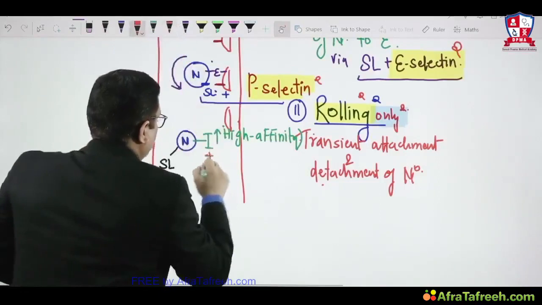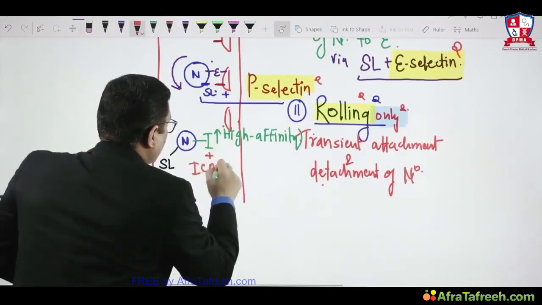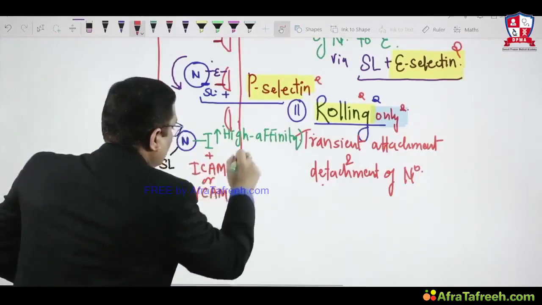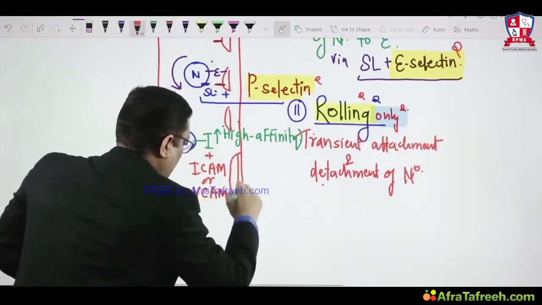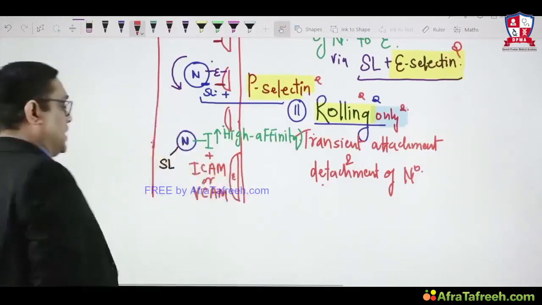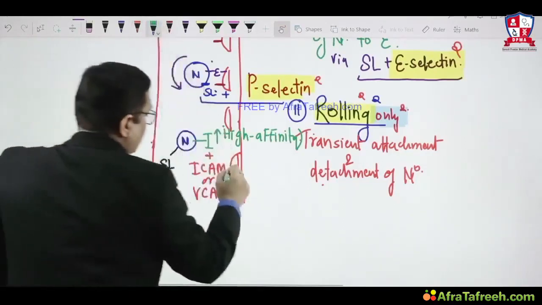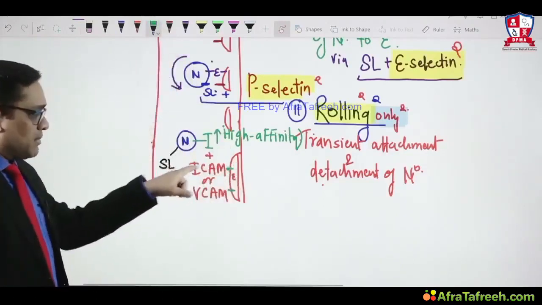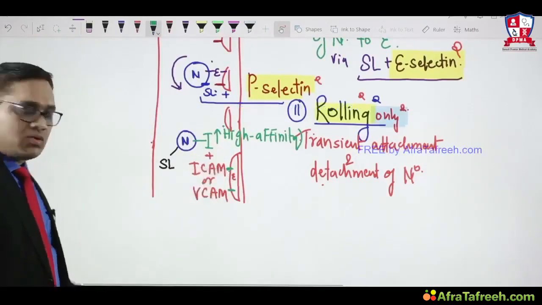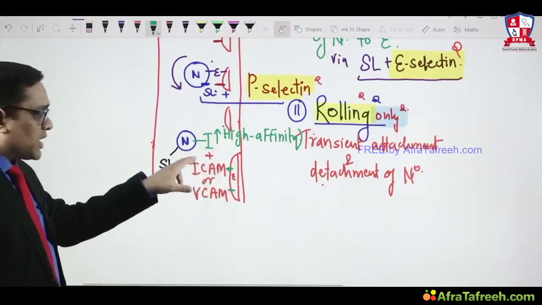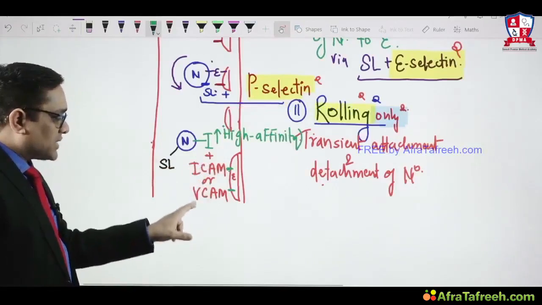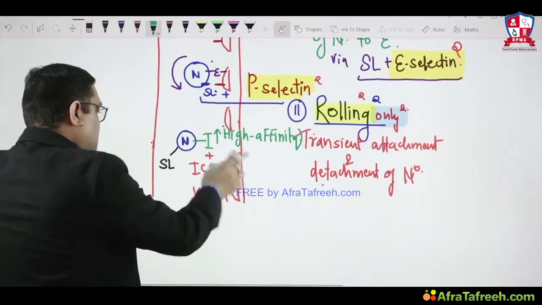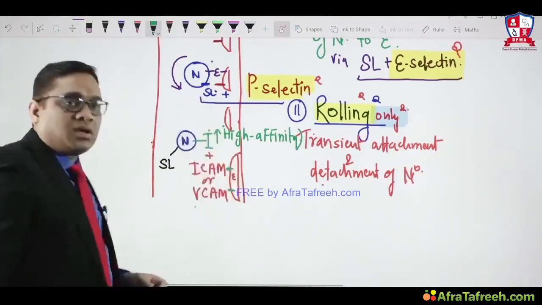So after rolling, when integrin has been activated, this integrin will attach to ICAM, intercellular adhesion molecule, or VCAM, vascular cell adhesion molecule, expressed on endothelium. So ICAM and VCAM are the adhesion molecules present on the endothelium. ICAM stands for intercellular adhesion molecule, VCAM stands for vascular cell adhesion molecule. They are expressed on endothelium, and now this will give a strong attachment to the neutrophil.